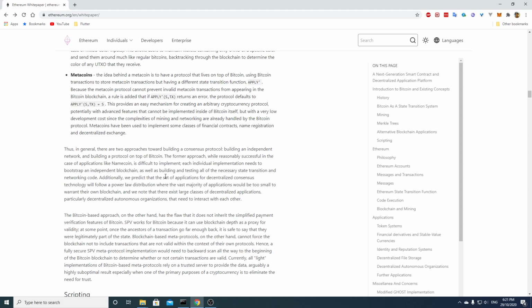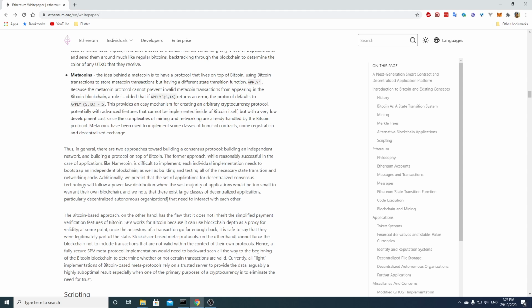And also they can do that in order to block other legitimate nodes from connecting to you. So the fairness in networking is always pretty difficult to solve. Additionally, we predict that the set of applications for decentralized consensus technology will follow a power law distribution, but the vast majority of applications would be too small to run their own blockchain.